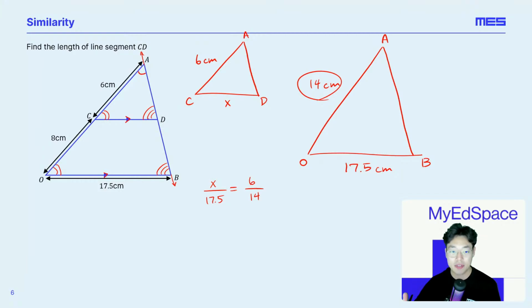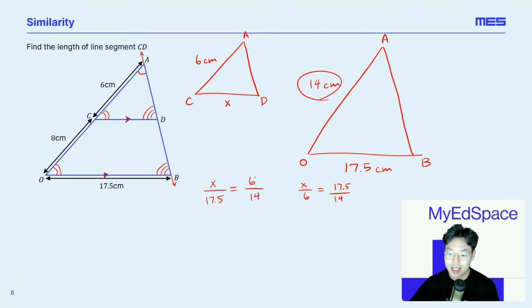Now, another way we could have set this up is, great, Maddie, you have the same thing I did. You could also do it as x is to 6 as 17.5 is to 14, right? You can start with the same triangle and set up a proportion with the same similar sides in the other triangle.